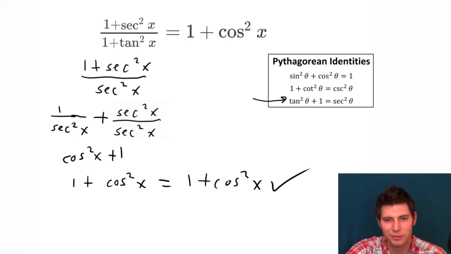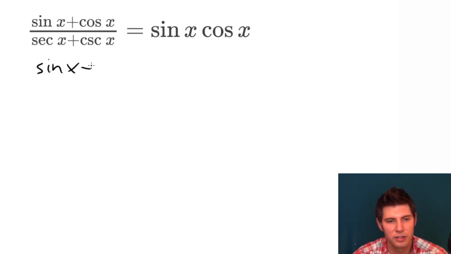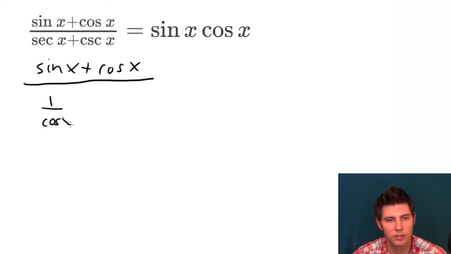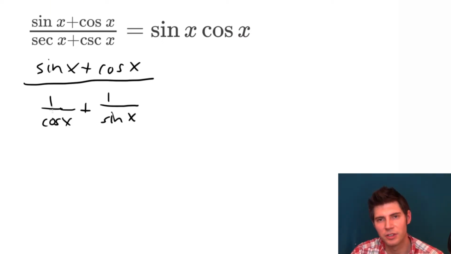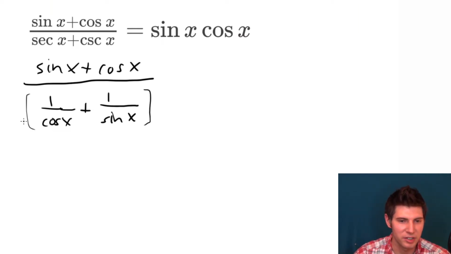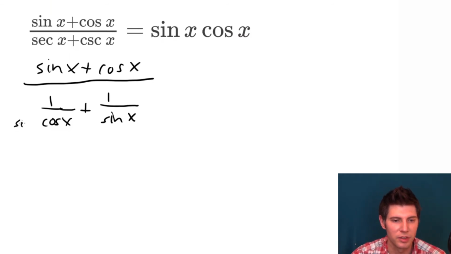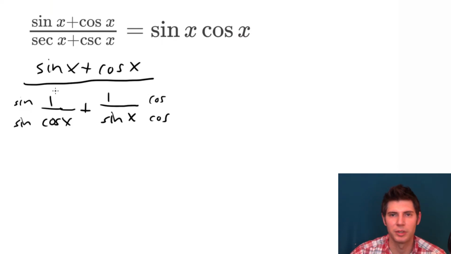Let's do another. All right, for this one, let's rewrite everything in terms of sine and cosine. So the top's going to stay sine x plus cosine x. The bottom is going to become secant x is 1 over cosine x plus, and cosecant x is 1 over sine x. So let's clean up this denominator. The two terms have a common denominator, and that would be sine cosine. So we're going to multiply top and bottom of this one by sine and top and bottom of this one by cosine. So right now we're just cleaning up the denominator.